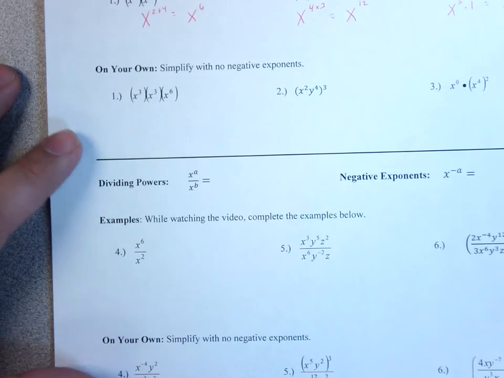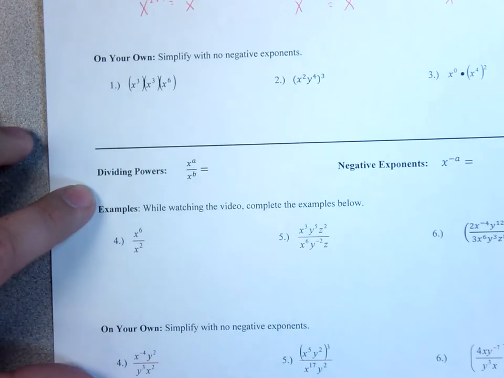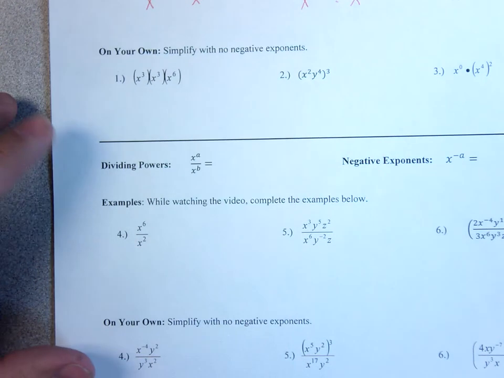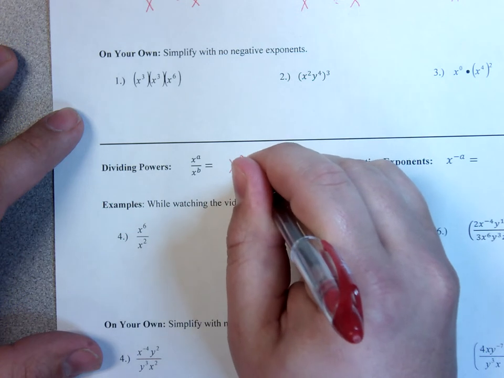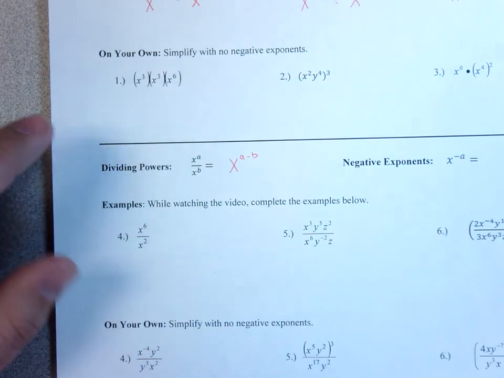Alright, we're going to look at two more exponential laws. First one is dividing powers. So we have x to the a divided by x to the b. When we look at dividing powers, we subtract the exponents. So it would be x to the a minus b.